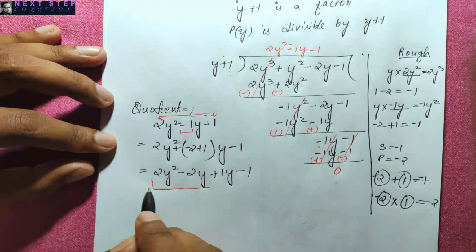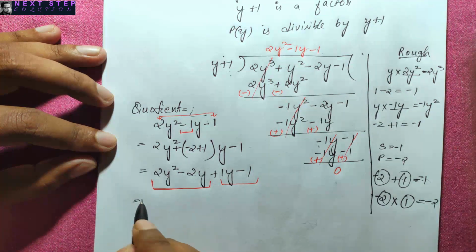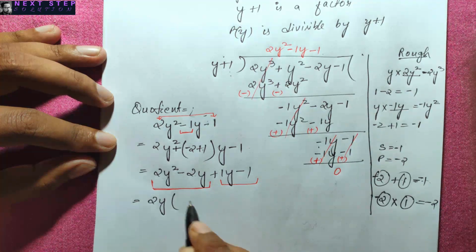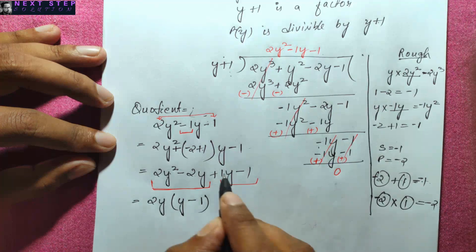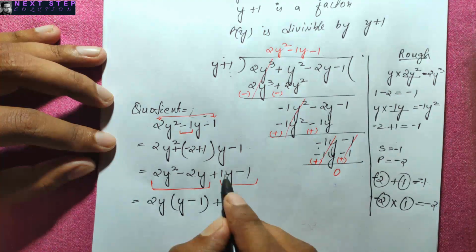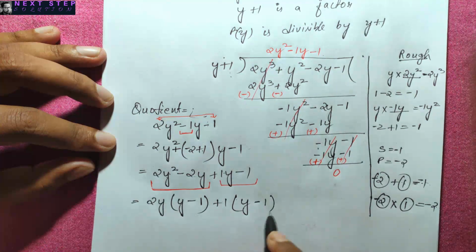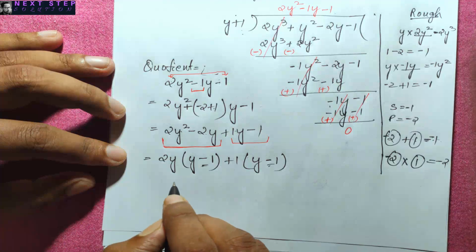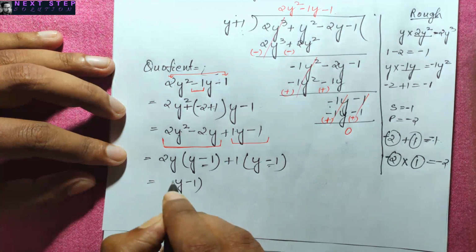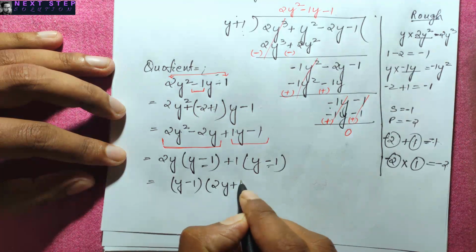What can be taken common between these two numbers and between these two? Among these two we have 2 common as well as y common. If we take 2 and y, the left out one is only y. Then 2y we have taken common, we have only 1 left. Among these two we can take plus 1. Plus 1 into y is 1y, plus 1 into minus 1 is minus 1. Now inside the bracket there should be the same, which is the same, so we write it down as y minus 1, and the outside thing we put in another bracket, which is 2y plus 1.